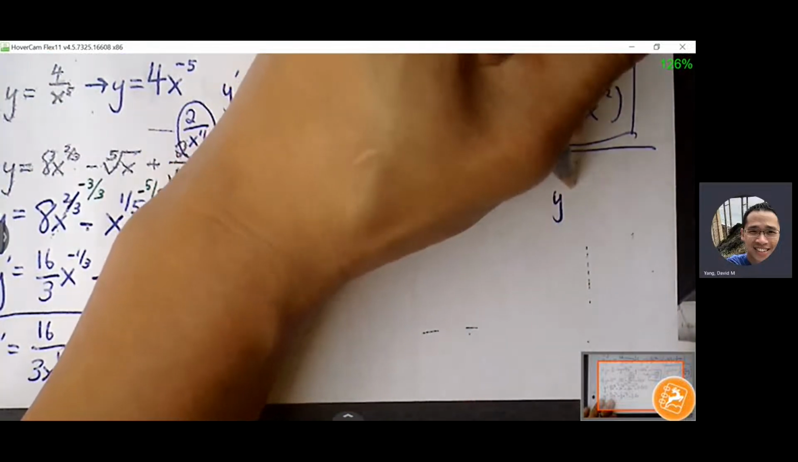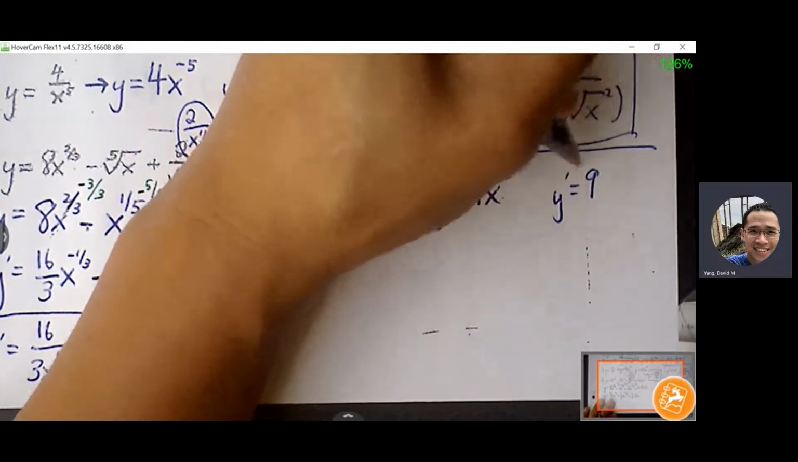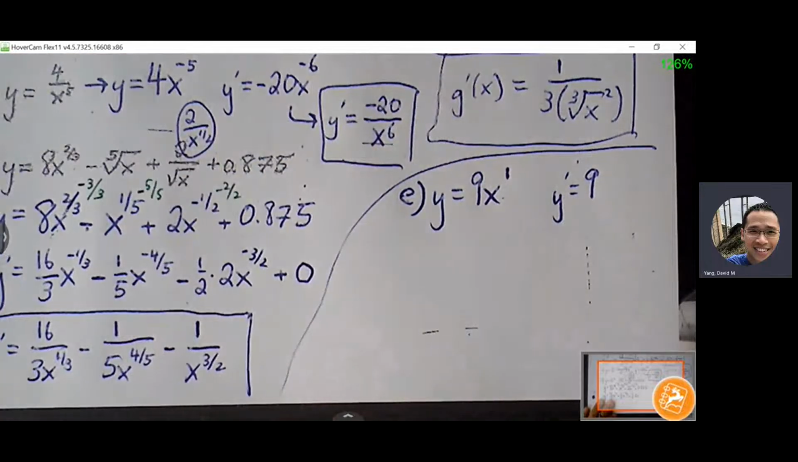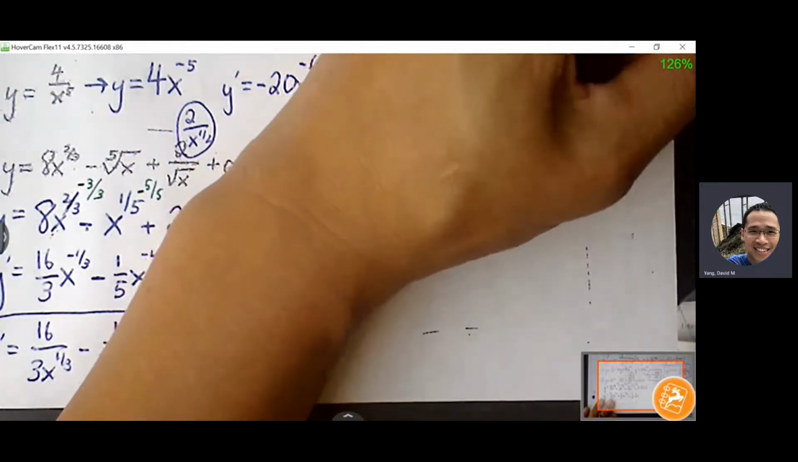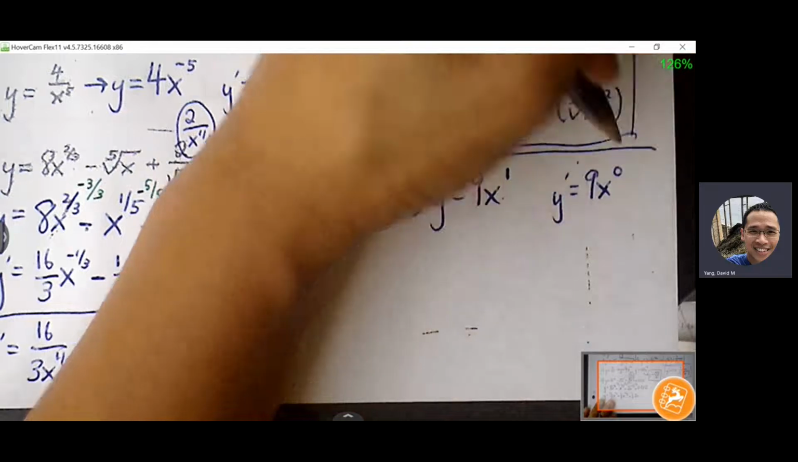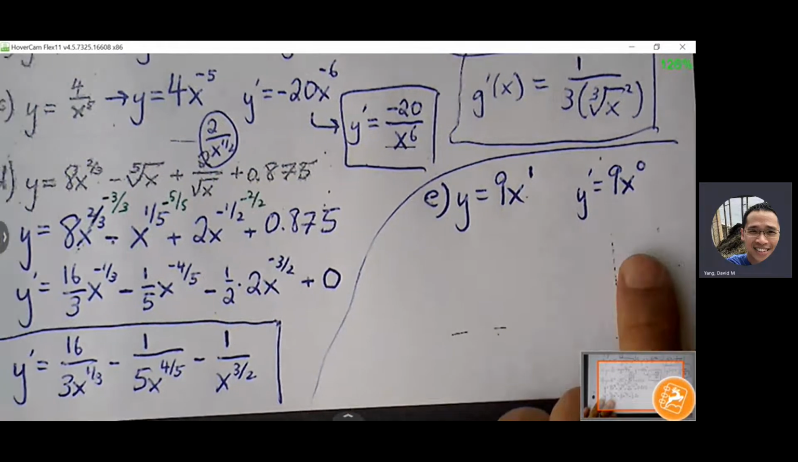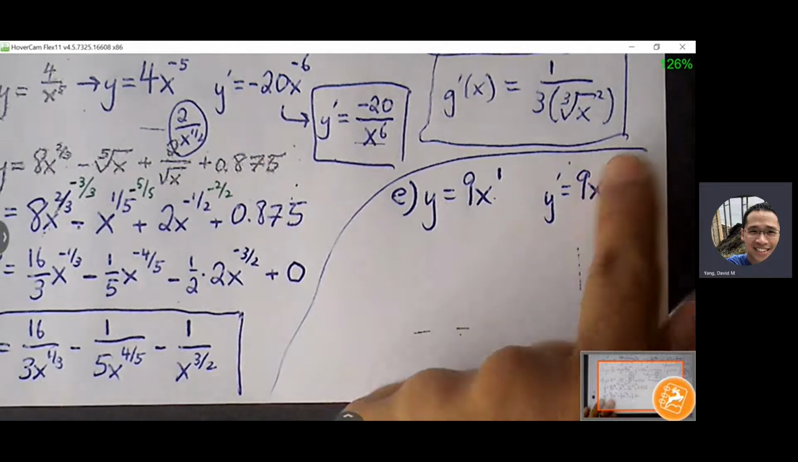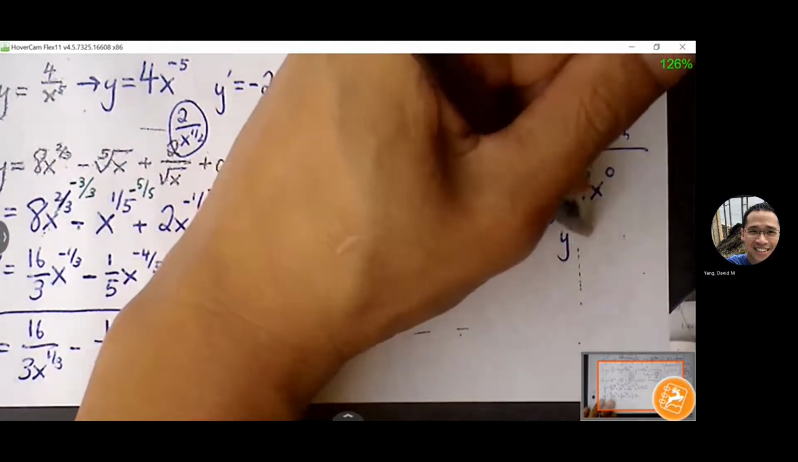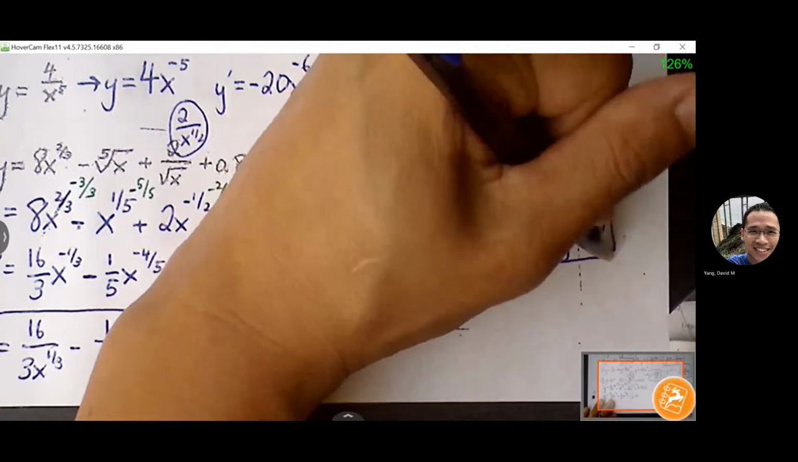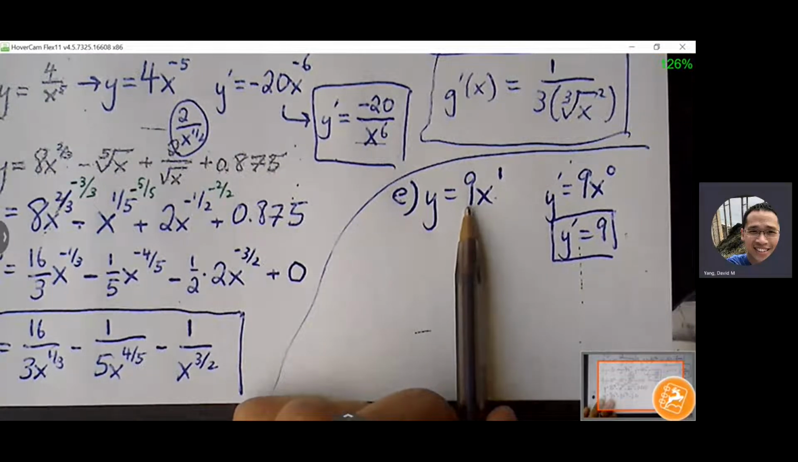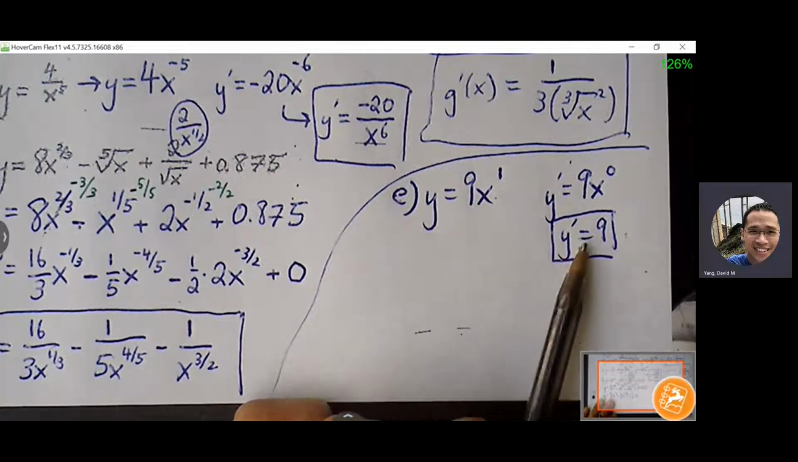So y prime is equal to 9, because we have to bring down that 1, right? So 1 times 9 is 9. 9x to the 0 power. Anything to the 0 power is what? 1. So that's going to leave us with just a 9, right? So y prime is equal to 9. So if I have a linear function, that is just going to give me 9.